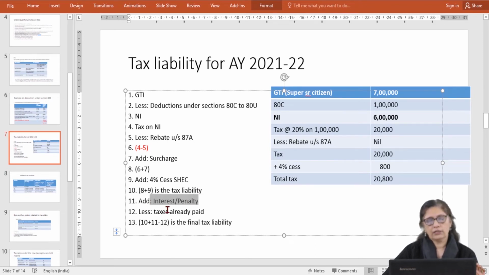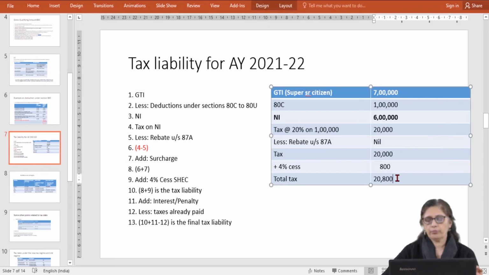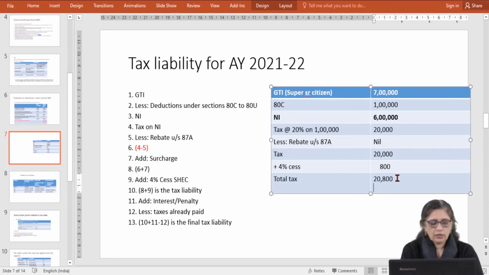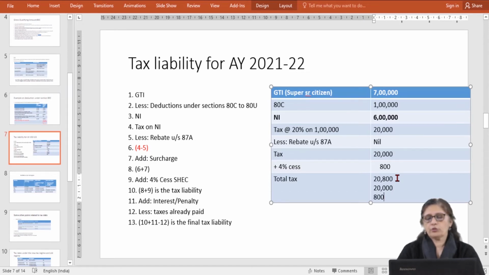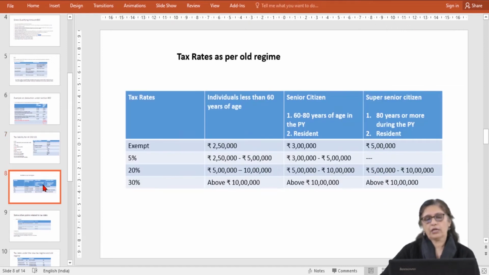And that would be your final tax liability, on which if you have already paid any taxes, let us say from this 20,800, you have already paid taxes worth, let's say 20,000. So if you have already paid 20,000, your balance liability to pay tax would be 800. So any taxes paid would be deducted and rest of it you have to pay.